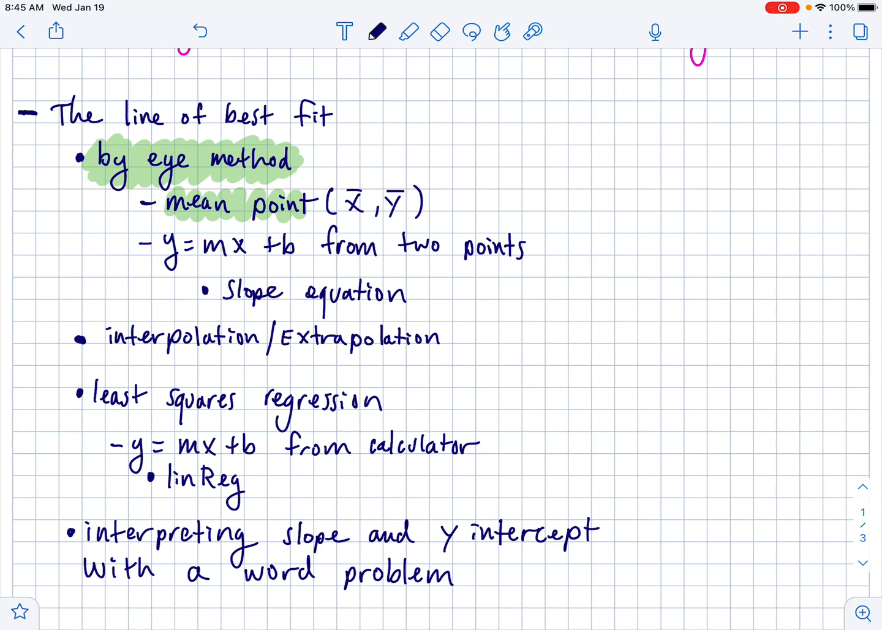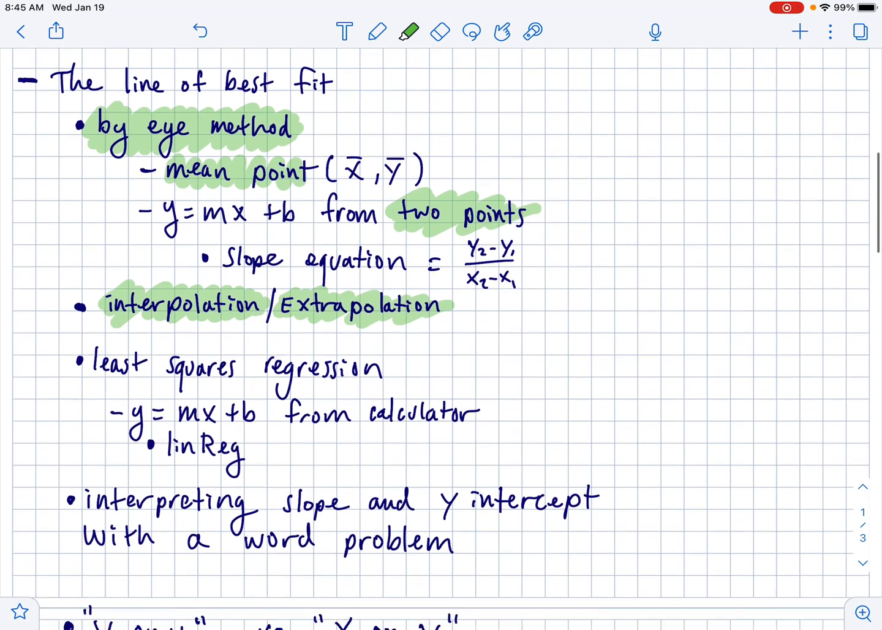Know how to find the equation of a line given 2 points. So it goes through the mean point and then some other point. You might need the slope equation, which is y2 minus y1 over x2 minus x1. Know how to interpolate, which is using your line of best fit to find a piece of data that's in between all the data points, or extrapolate, which is using your model to find a piece of data that's outside the data points.